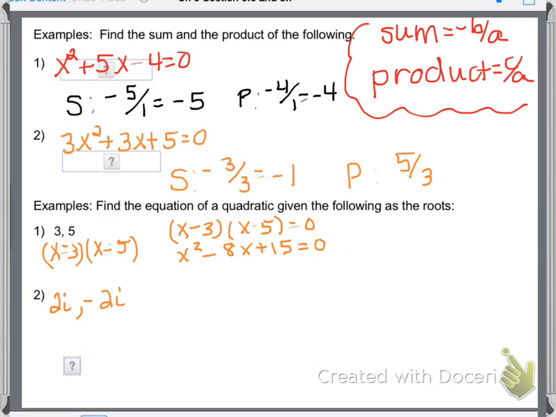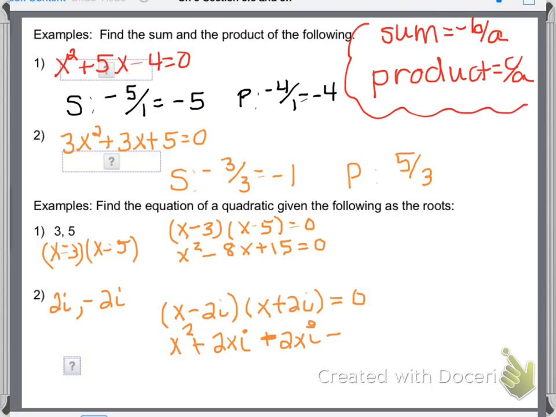So if my root is 2i, then my factor is x minus 2i, opposite sign. If my other root is negative 2i, then my factor is x plus 2i, again, opposite signs. FOIL it out. X squared minus 2xi, that should be plus 2xi, minus 4i squared equals 0.